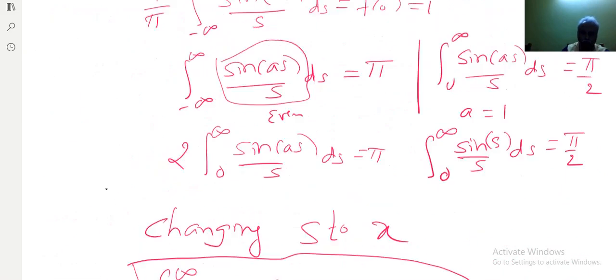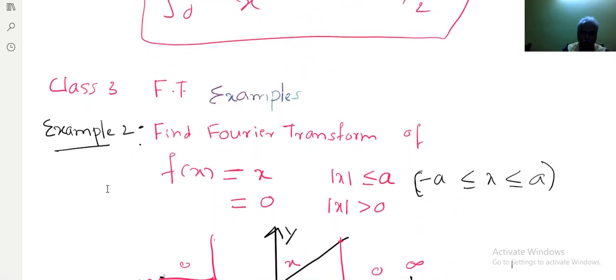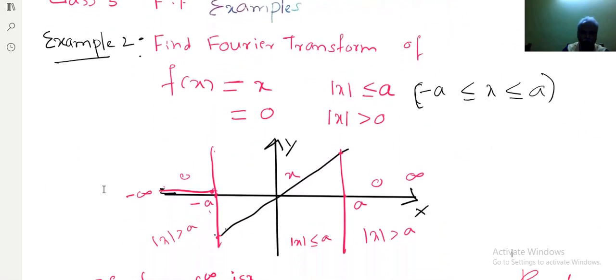Given any function of x, sorry, 1 minute. See here, we are given this function. So first I drew the graph. Every time drawing a graph may not be necessary. So when I drew the graph, this part outside the range mod x greater than a, outside the range it is 0. This is mod x less than a, inside it is function x. Outside the range it is 0, outside the range it is 0.